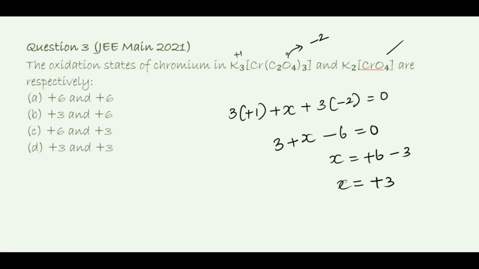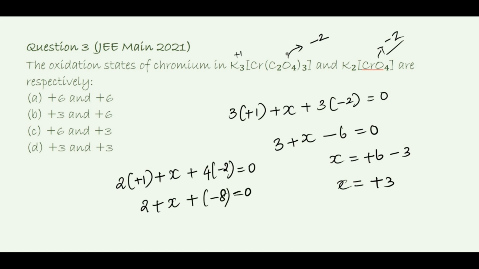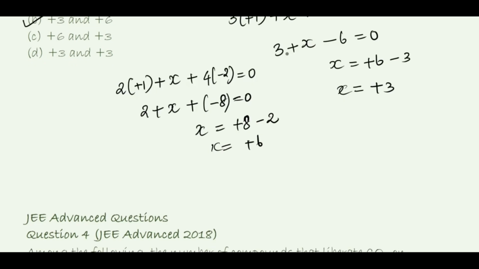And what about the second complex? 2 into plus 1 plus X. For oxygen, that is minus 2. So 4 oxygens are there. 4 into minus 2, 8. So 2 plus X minus 8 equal to 0. X is equal to plus 8 minus 2, plus 6. So the answer to this question becomes plus 3 and plus 6. Option B is the right answer to this question.